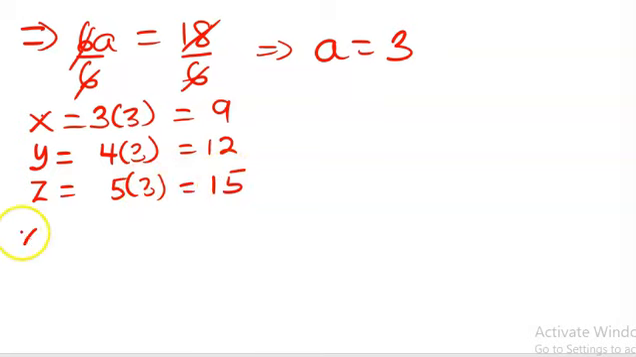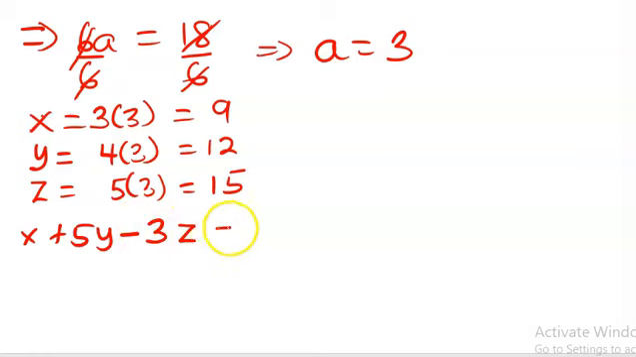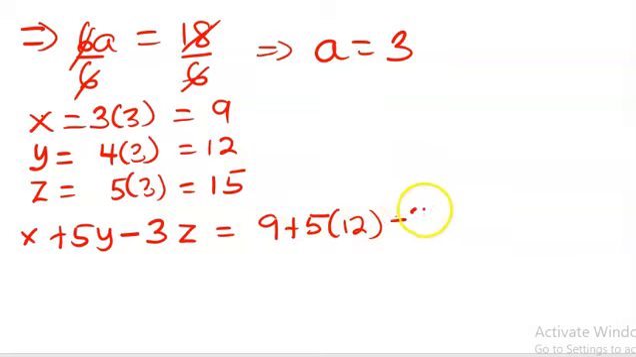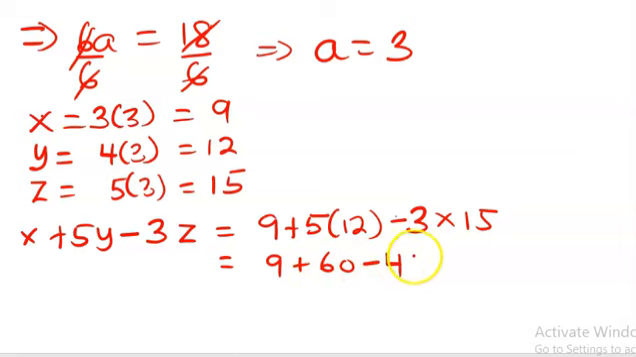Okay, so x plus 5y minus 3z becomes, we replace x, y, and then z by these values. So 9, this is plus 5, y value is 12, times 12, minus 3 times 15, so which is 9. 5 times 12 is 60, minus 45, and when we simplify, we are getting 24.